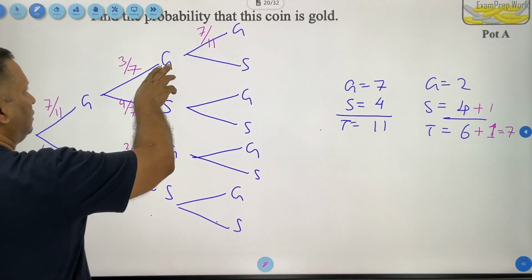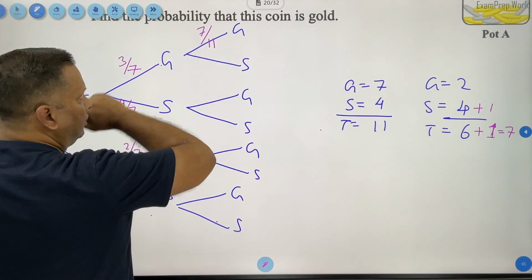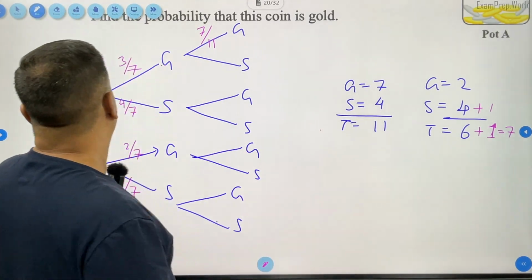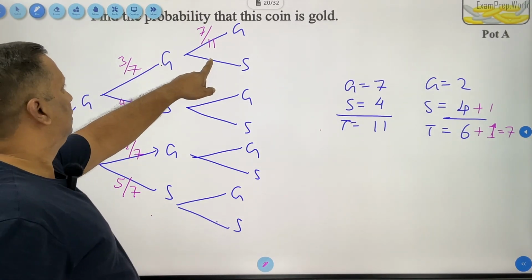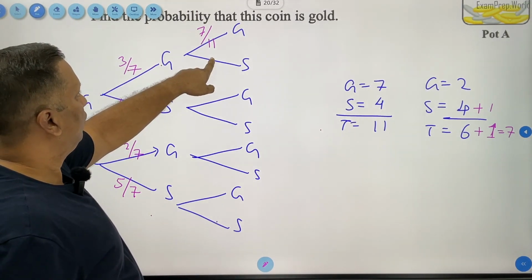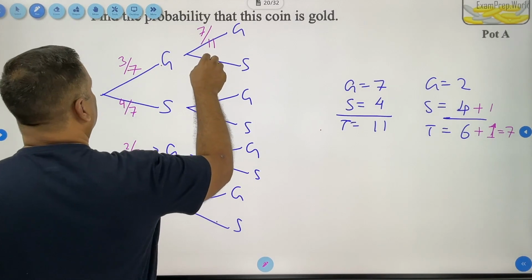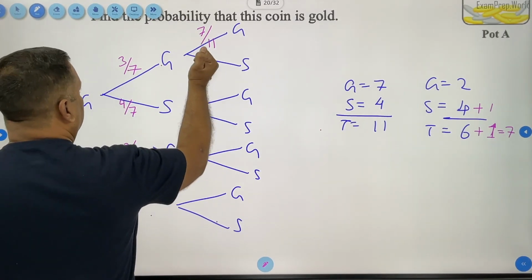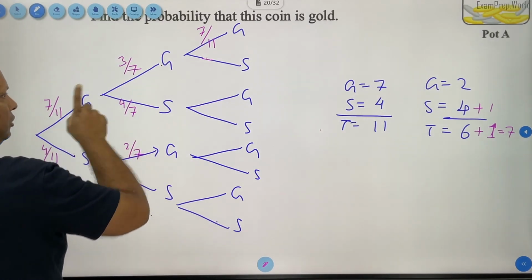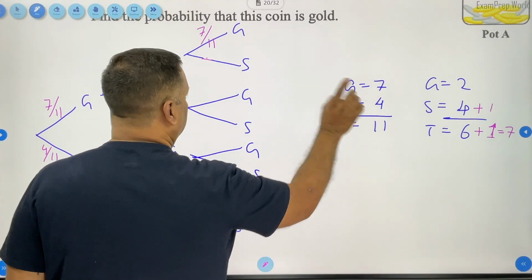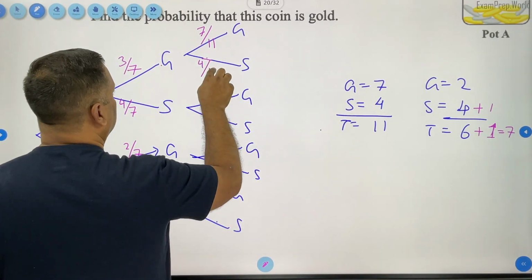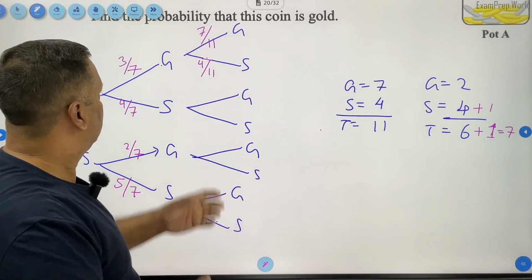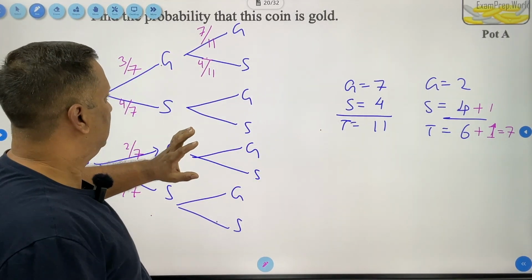Now if it is silver, in third option, if it is silver, how many were there? Gold, silver were only 4. Now we are selecting from the first box. So 4 on 11. Clear? I hope I have done correct. 7 on 11 and 4 on 11.